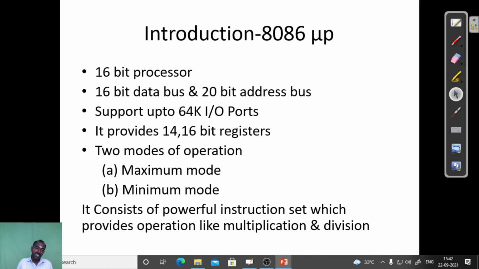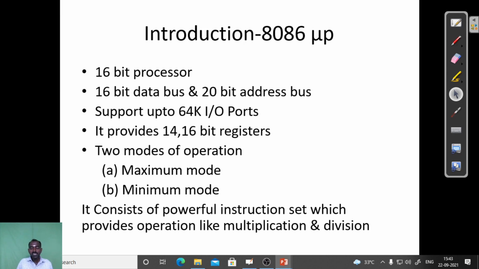Next, the 8086 supports 2 modes of operation. The first one is the maximum mode, and the other one is the minimum mode. Maximum mode is suitable for systems having multiple processors. Minimum mode is suitable for systems having a single processor. This is the difference between maximum mode and minimum mode.